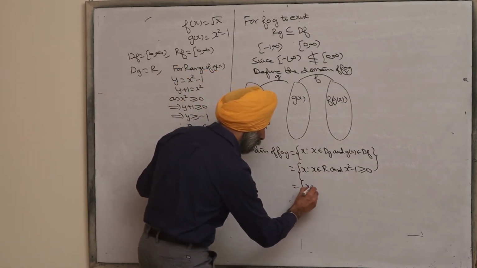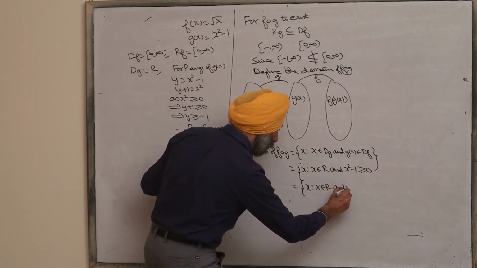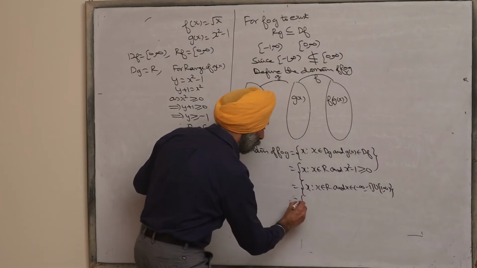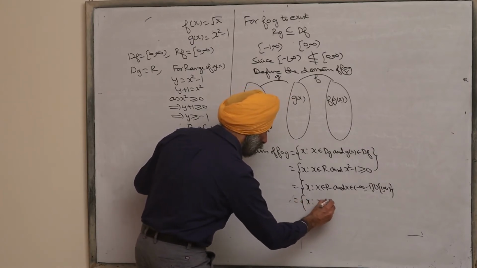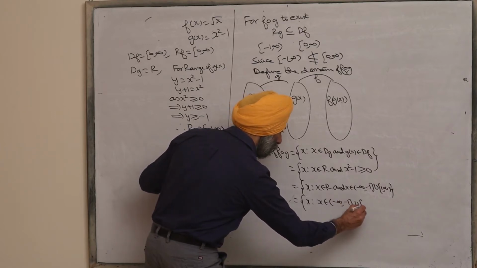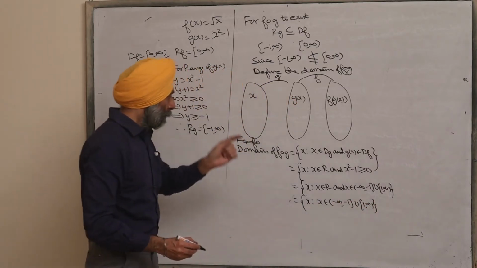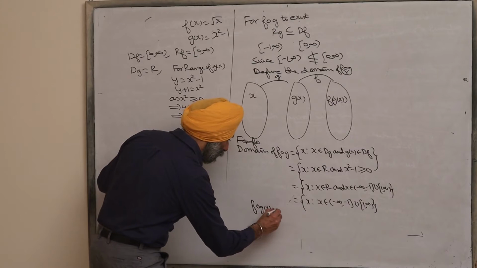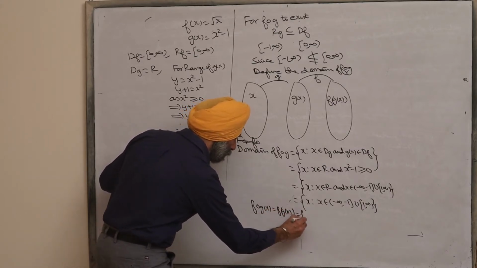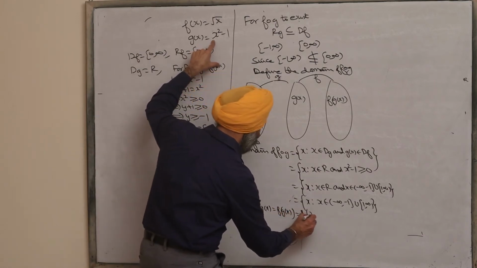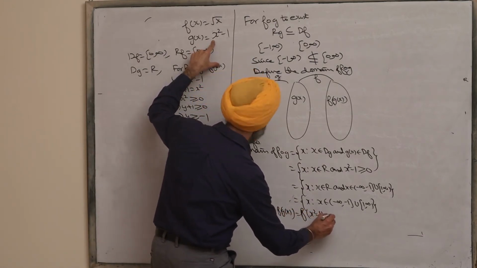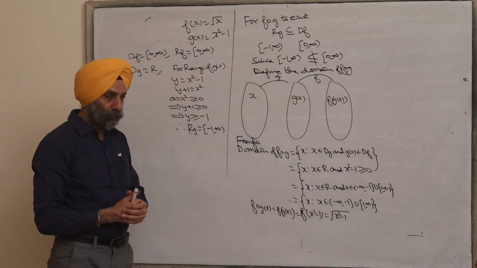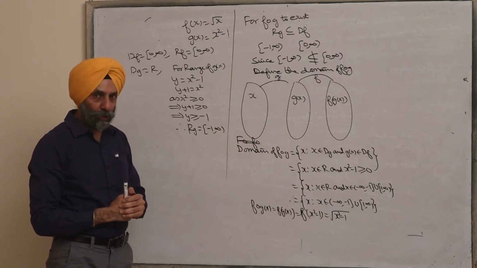So you can see here it is x such that x belongs to R and x belongs to minus infinity to minus 1 union 1 to infinity. That is, the domain of f of g is x such that x belongs to minus infinity to minus 1 union 1 to infinity. Once we have the domain, then f of g of x is equal to f of x square minus 1, which is the square root of x square minus 1. So you can see here, this way you can find the domain of f of g.